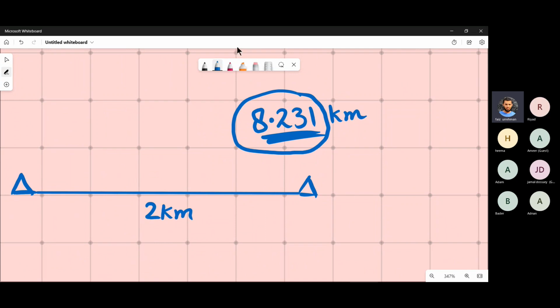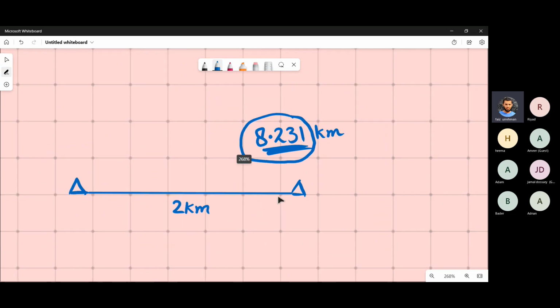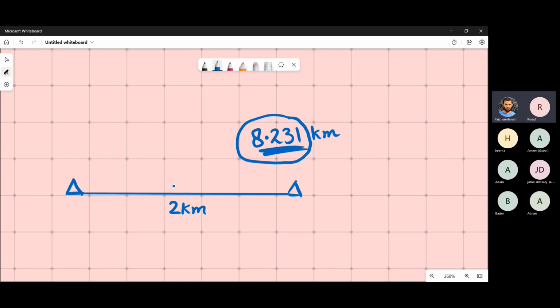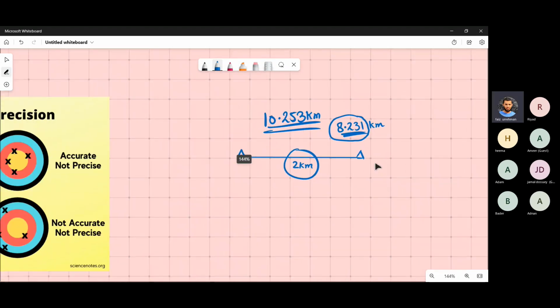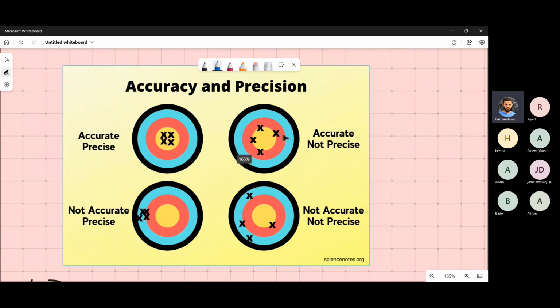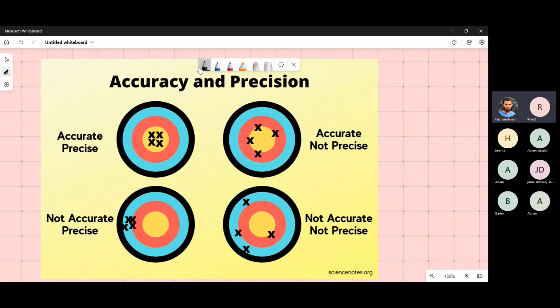So your thing has to be accurate as well as precise. What was the accurate answer? What was the correct answer? 2. But what he was saying was 8.231, or he could have said 10.253. Does that make it correct? No. So that's the difference between precision and accuracy, and this dart example is very good: you are hitting at the center, so you are accurate as well as precise.